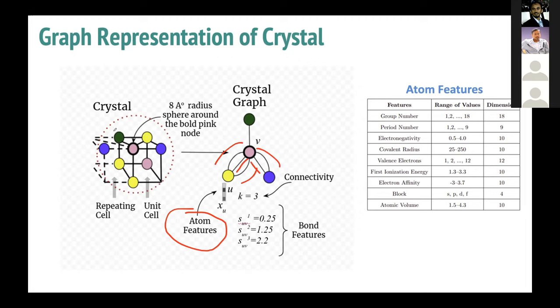And just one green, so 1. This way, we are converting the crystal into a crystal graph. And unlike the previous approach, we also get the weights, judging from the distance this pink atom has with the first yellow atom, second yellow atom, and the third yellow atom. And these are the atom features, for example group number, period number, electronegativity, covalent radius, valence electrons, etc.